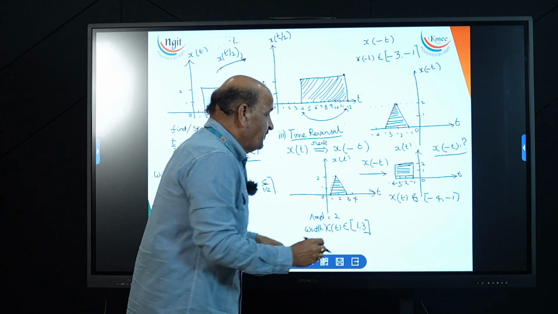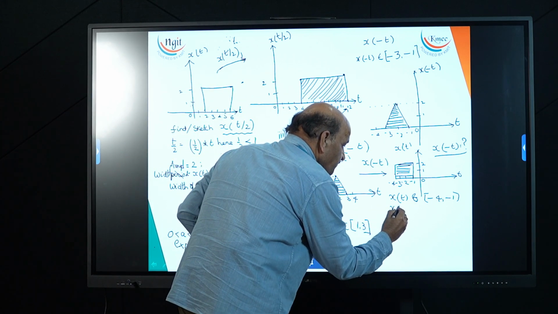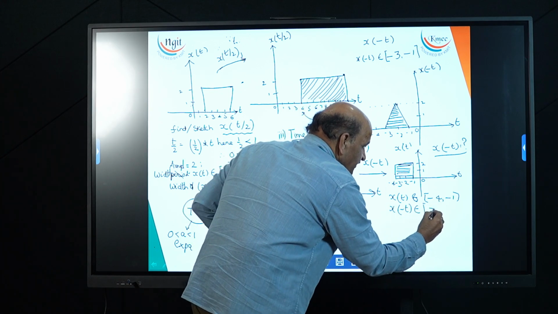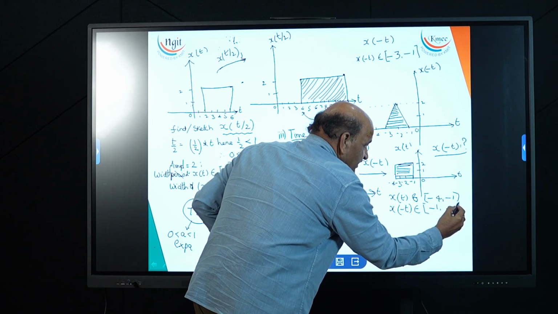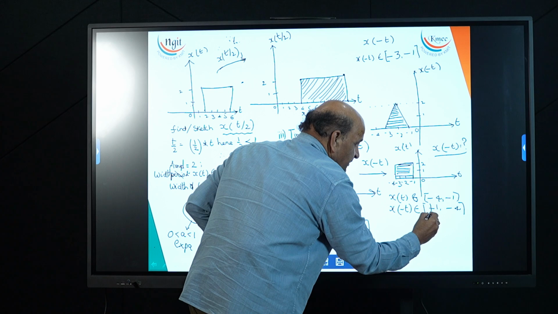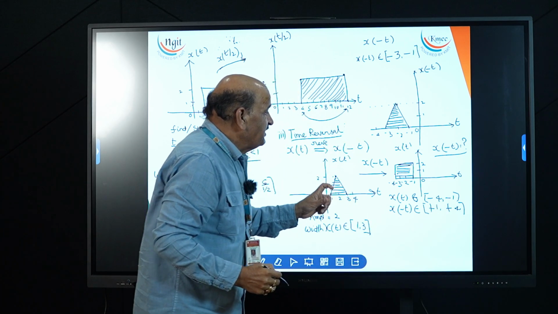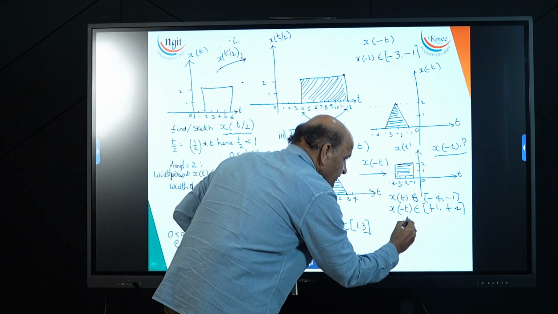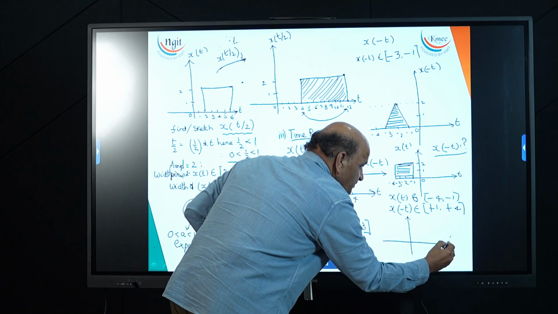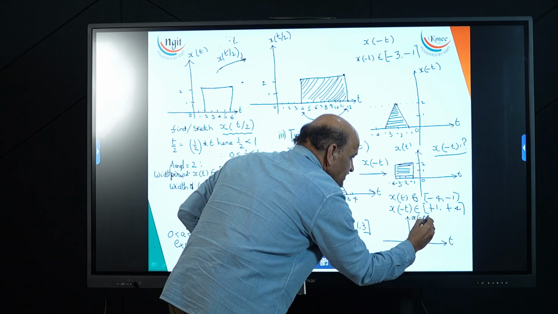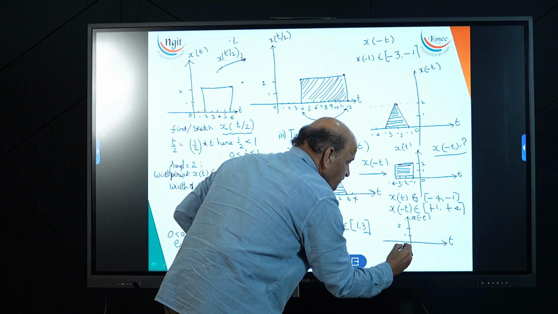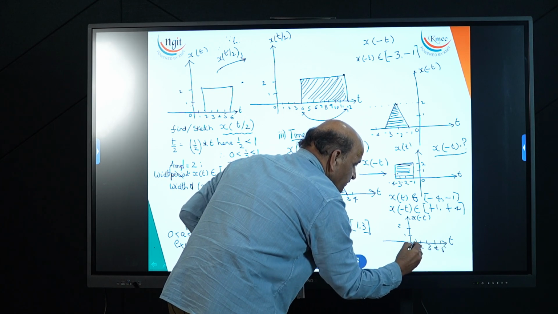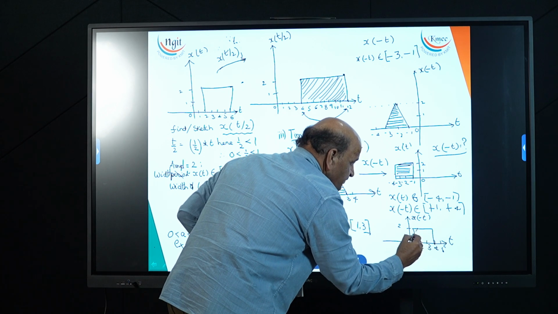Now what we have to find is x of minus t. X of minus t means reverse. Reverse means this is minus 1, this is minus 4. After that, multiplying with the minus becomes plus. So the width of the new signal will be from 1 to 4. Therefore, the new signal will be like this. This is t. This is x of minus t. Amplitude 1, amplitude 2. Time intervals 1, 2, 3, 4, 5. Now the new signal will be like this.